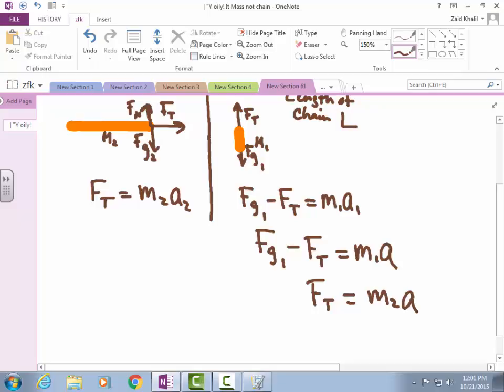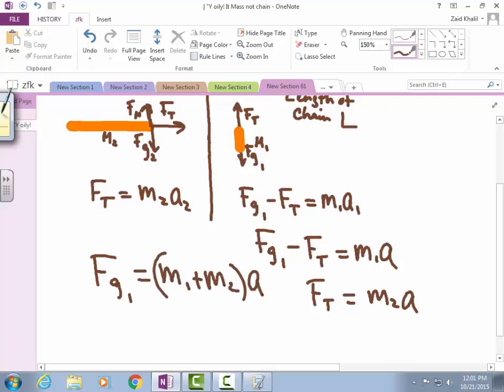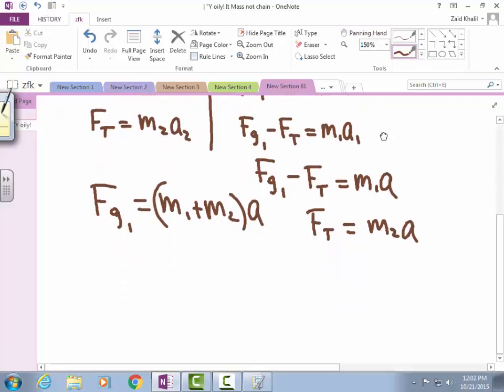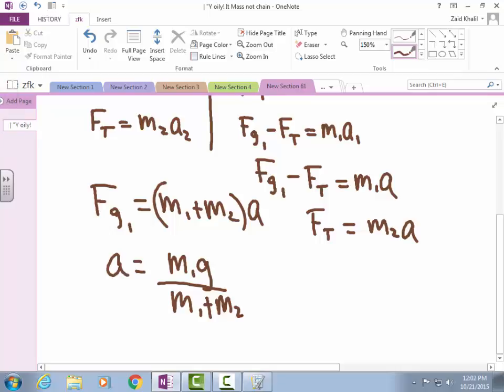So what do we do? Add them. What do you get? And so what do you get? You get A is equal to? What's Fg1? M1G over. Does that surprise you? No. But let me ask you a question. Are we done for the acceleration? Why? It's not constant.